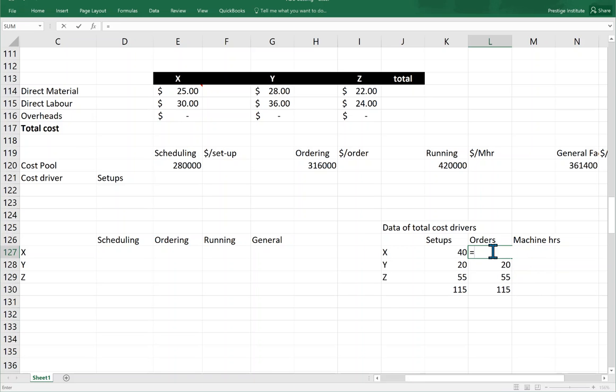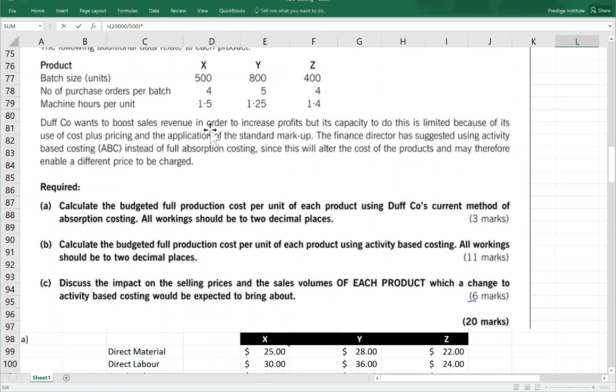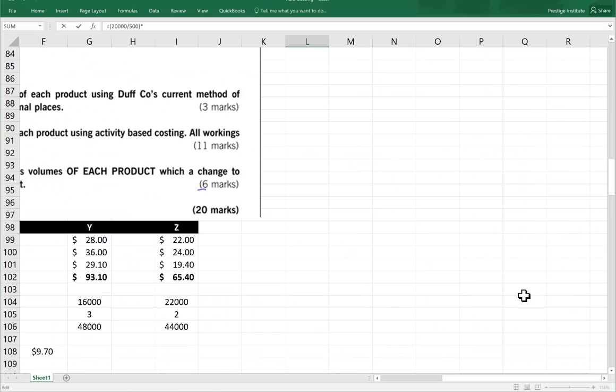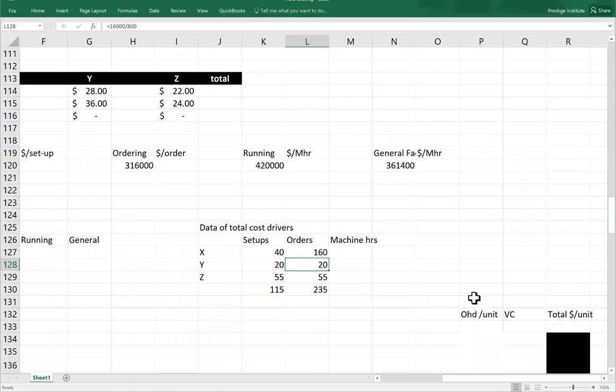Or I could have just taken this and multiplied, but I will do it separately in this bracket so you understand how it is done. So if you were doing this separately, you would have done it this way. The extra thing that you are doing is just putting a bracket and multiplying by total number of orders, which is 4, 5, and 4. So it gives us total number of orders.